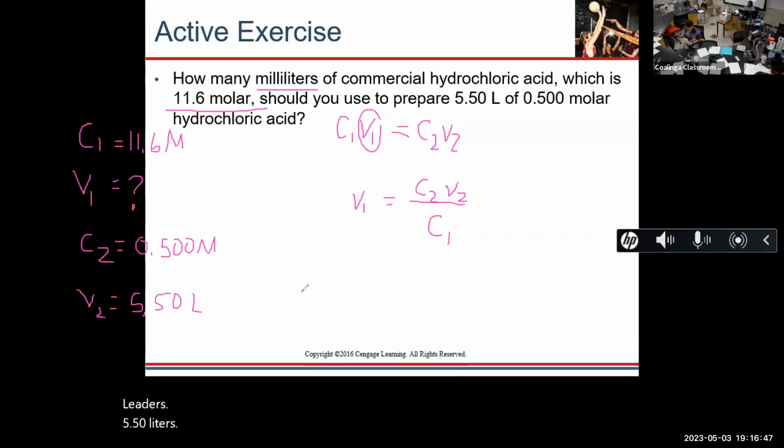Okay, so then now all we have to do is plug everything in. V1 is going to be equal to 0.500 molar times 5.5 liters divided by 11.6.